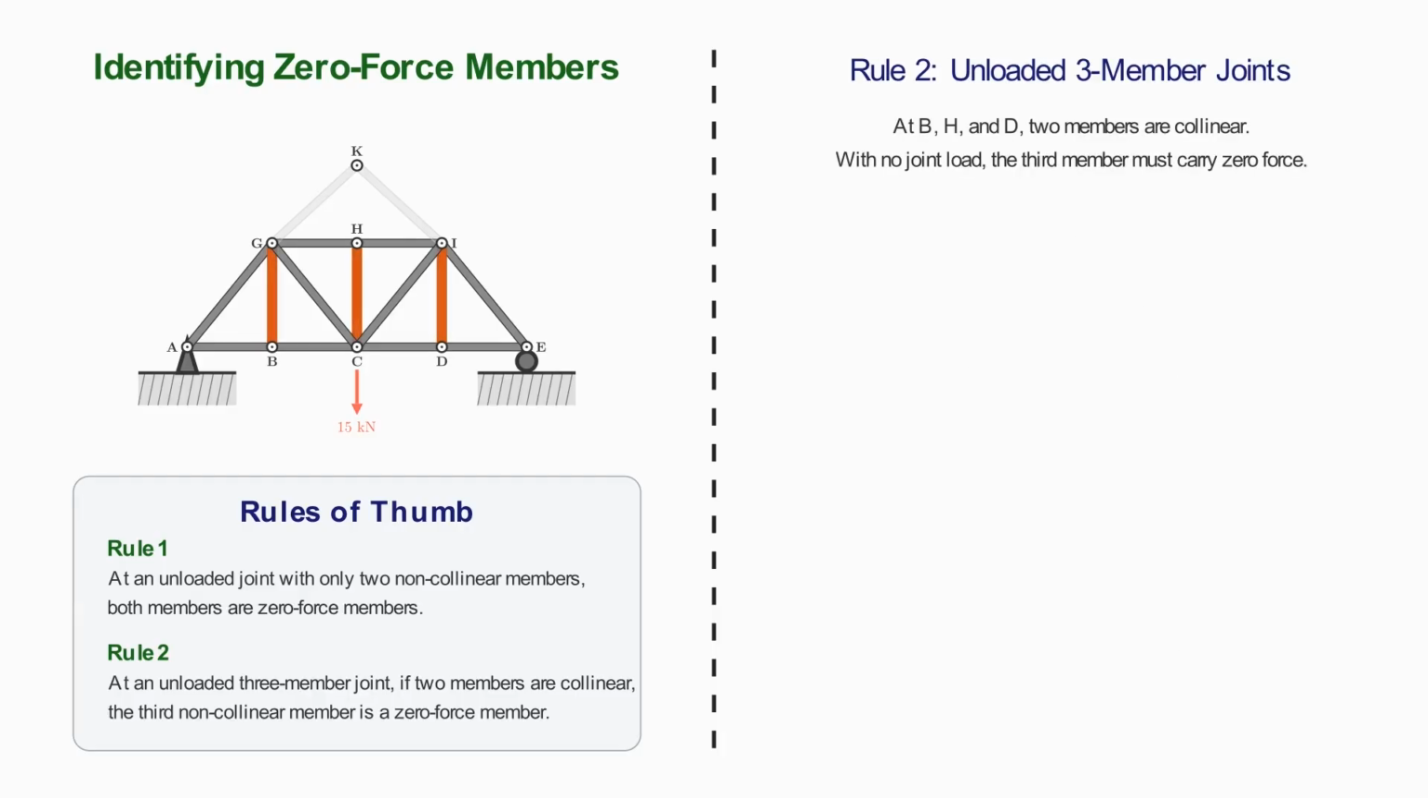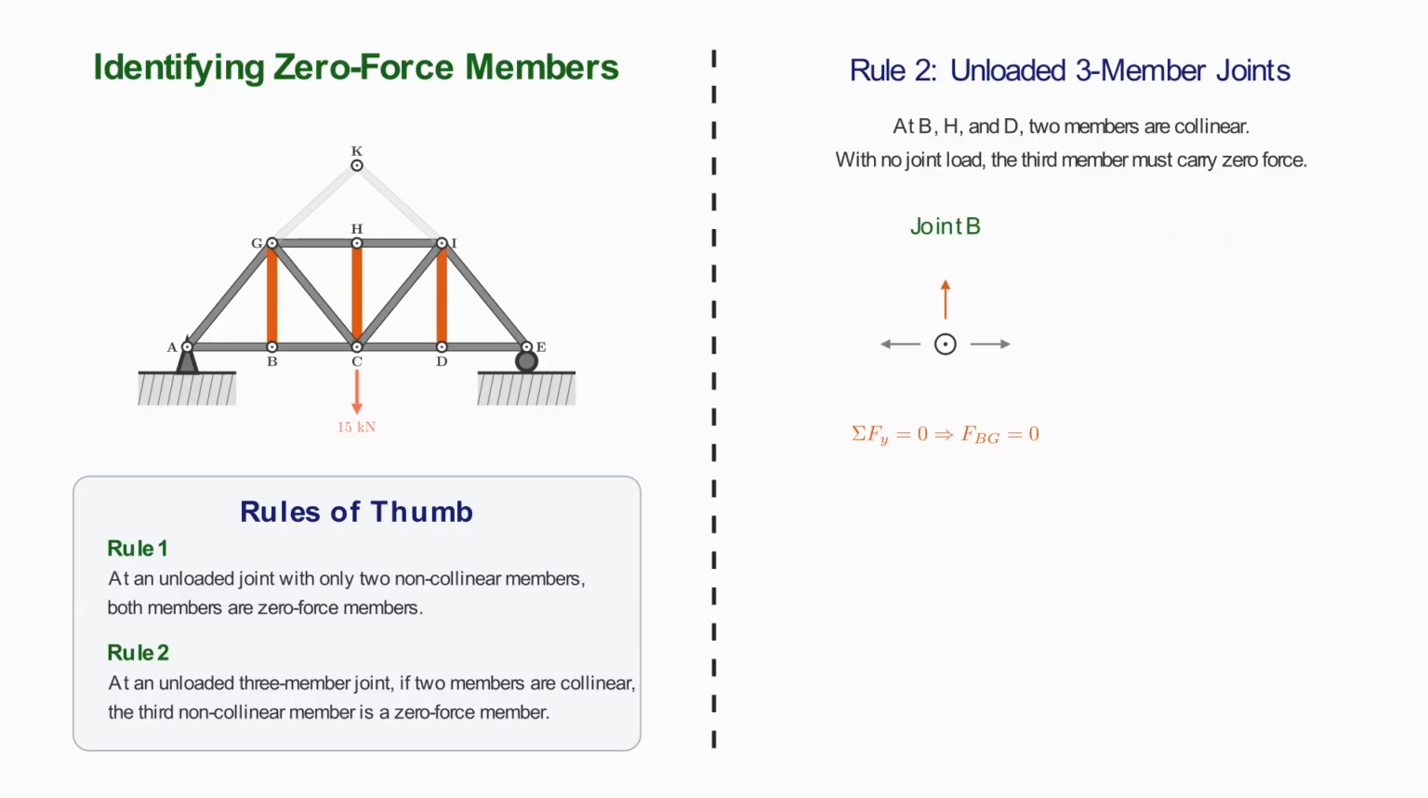Next, let's look at joints B, H and D. Each of these is an unloaded joint with three connected members, where two of the members are collinear. Starting with joint B. The two bottom chord members lie in the same horizontal line, so neither of them can provide a vertical force component. The only member capable of producing a vertical force at the joint is BG. But there is no external vertical load acting at B. Therefore, from vertical equilibrium, the force in BG must be zero.